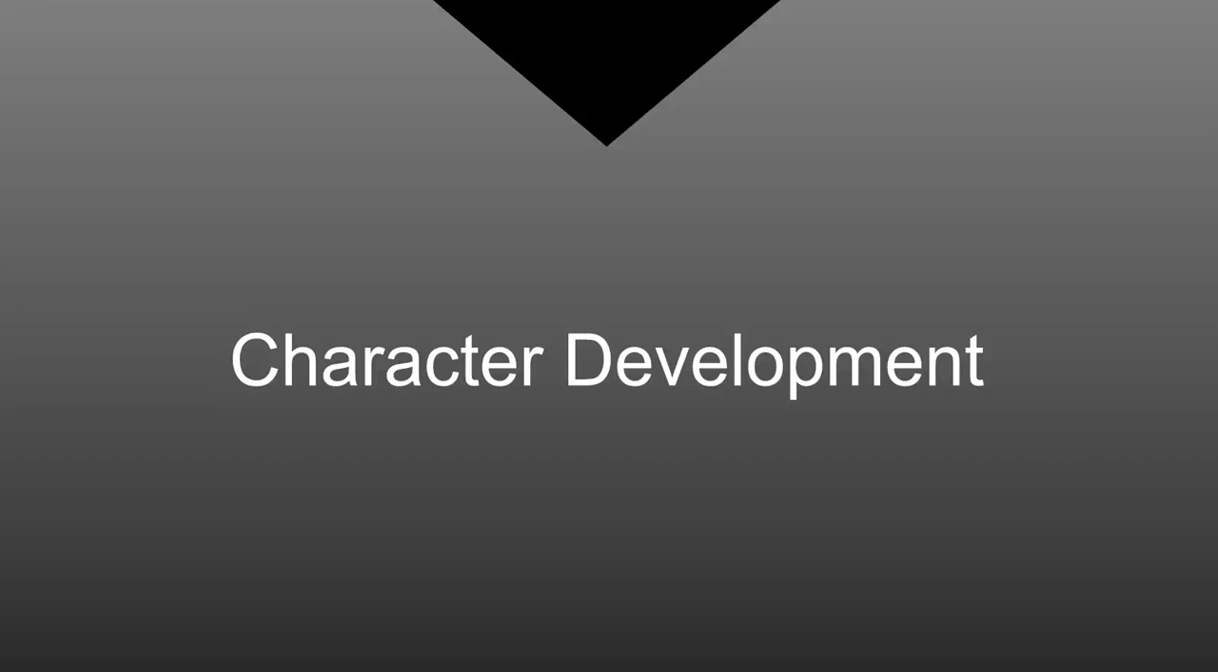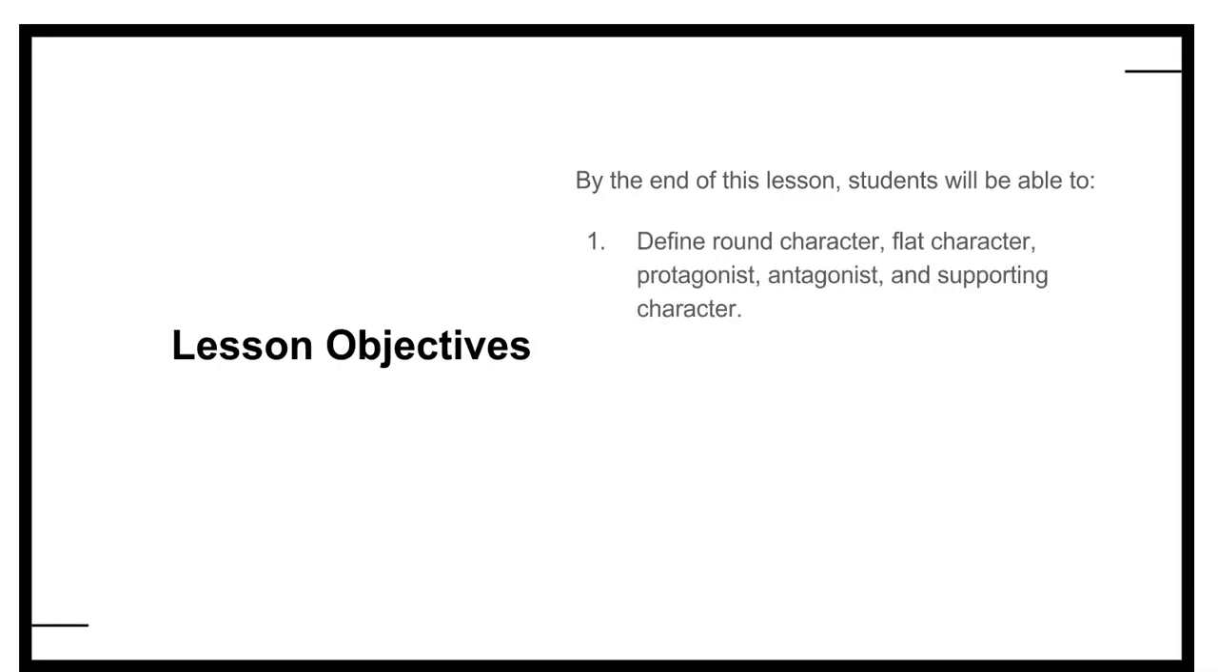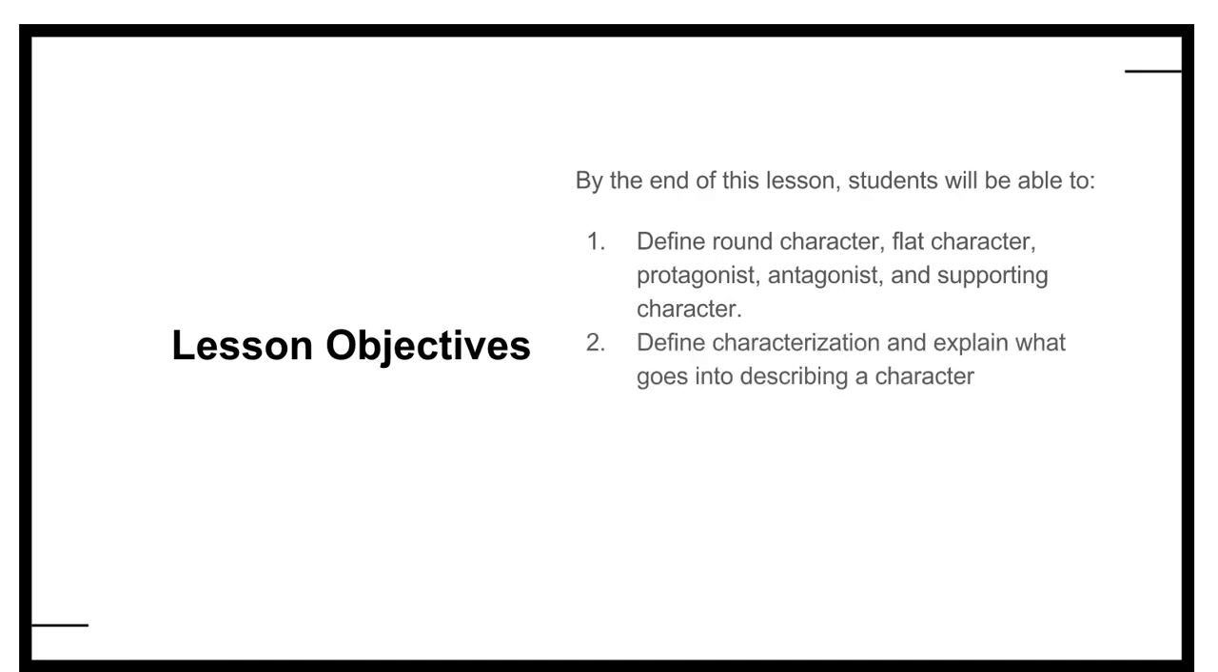Okay, this lesson is on character development. So by the end of this lesson, you will be able to define round characters, flat characters, protagonists, antagonists, and supporting characters. You'll be able to define characterization and tell me what goes into describing a character, as well as tell me what character development is and its relationship to theme.